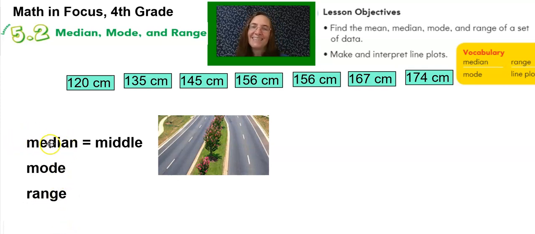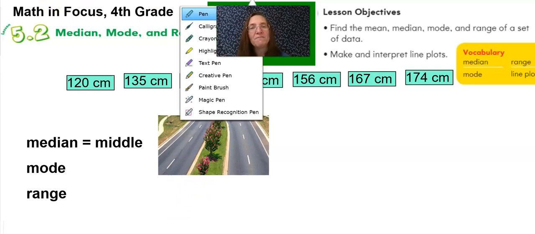So the median is the word they use on highways for the part right in between the two different sides of traffic. In this picture of one that I found, you can see they put grass in the median on the highway and even planted some trees there. Sometimes it's just a yellow line, but the median goes right down the middle, and that's what median means.